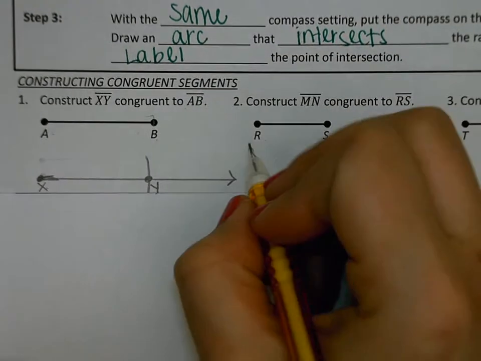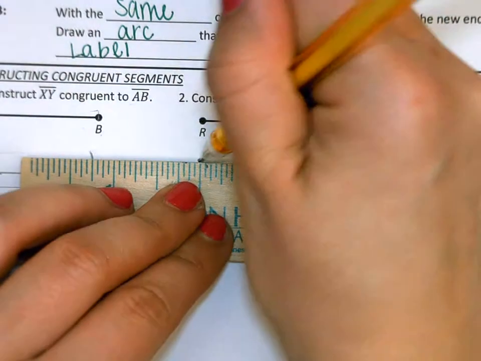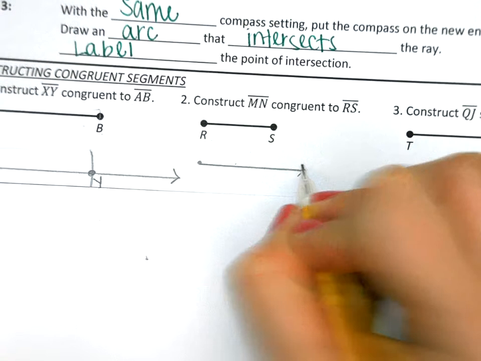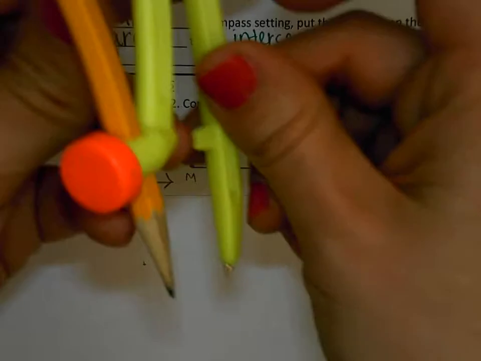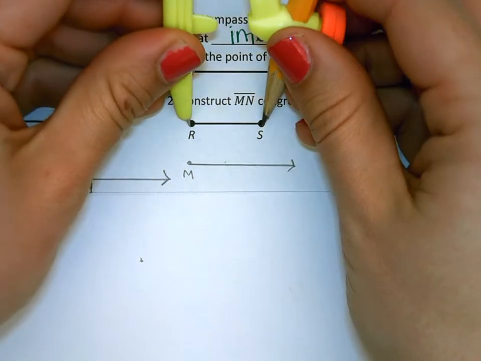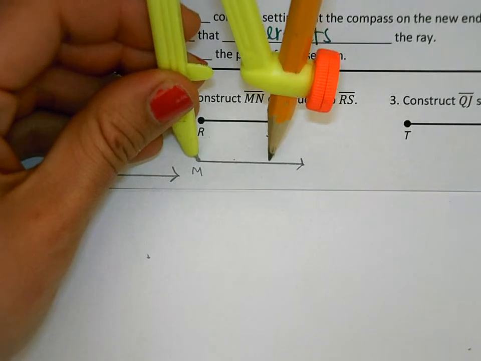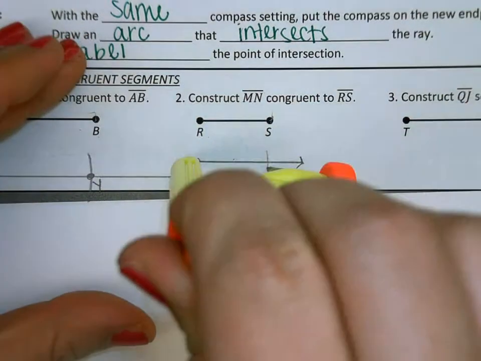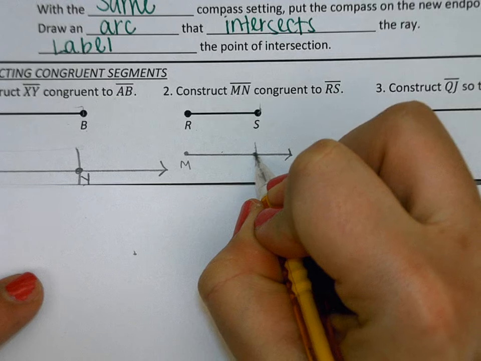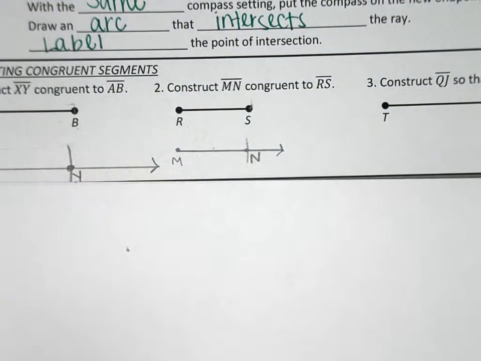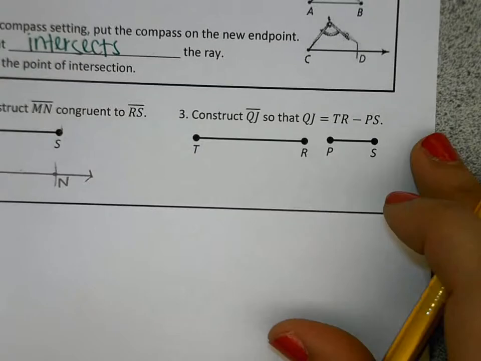I'm going to do this one really quick. I'm going to put an endpoint and draw a ray, and label it M. Then using my compass, I'm going to open it up to the length of segment RS, bring it down, and make a little mark, and that is MN. Not too bad so far? Okay, so let's look at number 3.